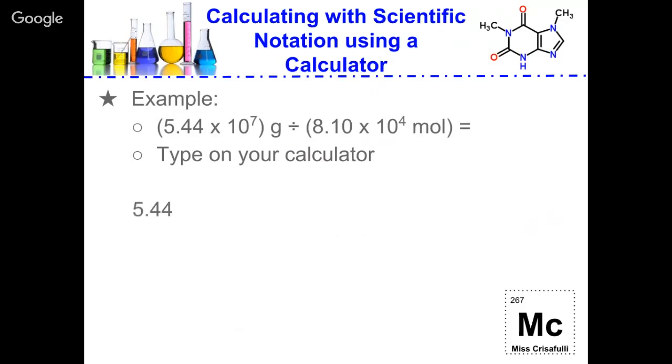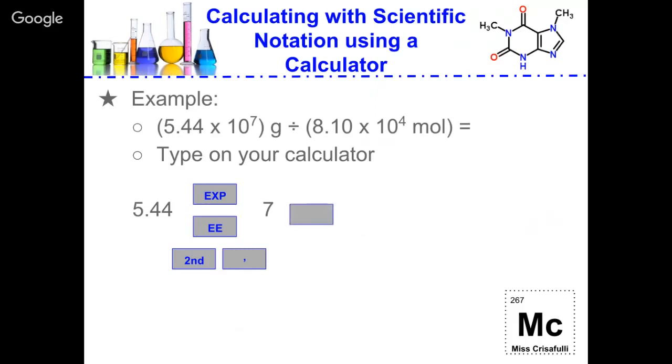So first thing you're going to do is type in 5.44, and then you're going to either hit EXP, EE, or second, and then comma, depending on what your calculator is. And then you're going to type in 7. What this EXP, EE, and second comma do is put in your calculator times 10. And then you have to tell your calculator to what power that 10 is being raised.